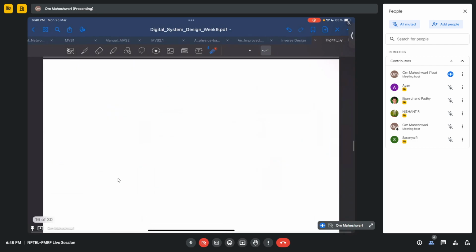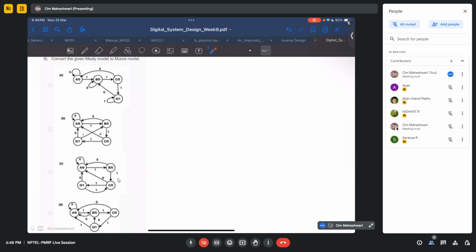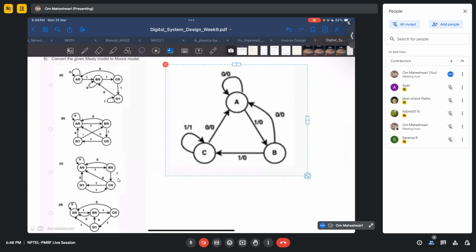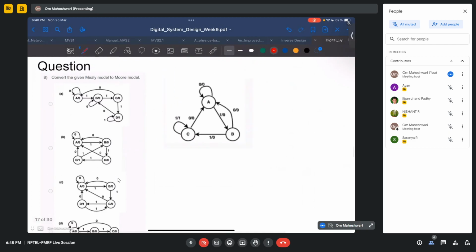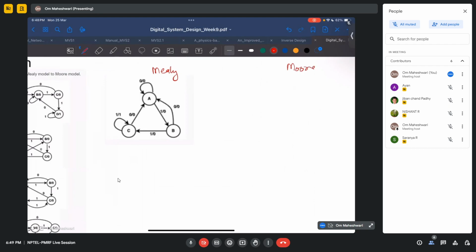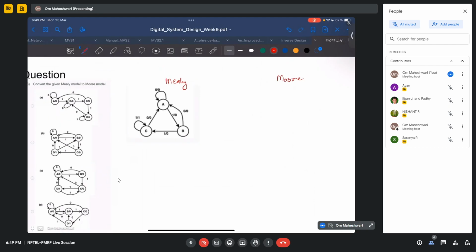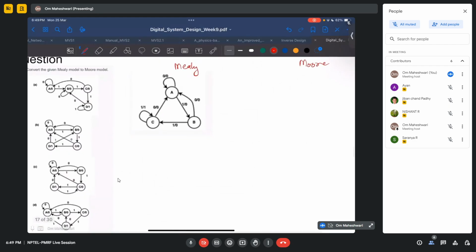Okay. So next one, convert the given Mealy model to Moore model. Let me paste the diagram again. So this was the Mealy model. You have to convert it to Moore. So one thing we know is that definitely we will have one more state, right? And so all the four options have all four states. So that is one thing.